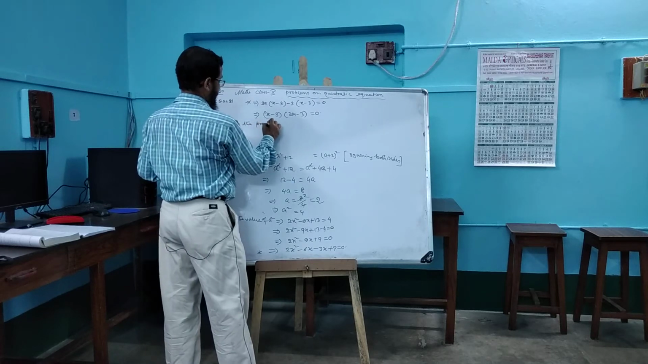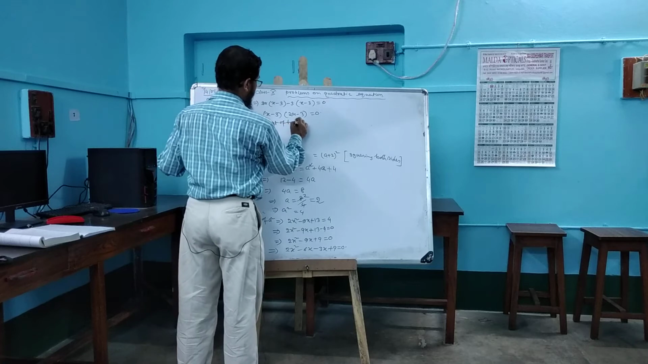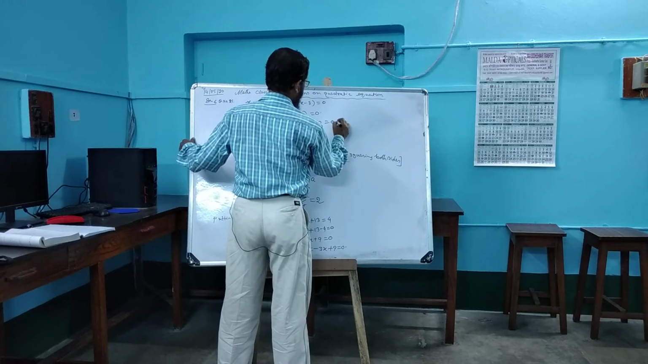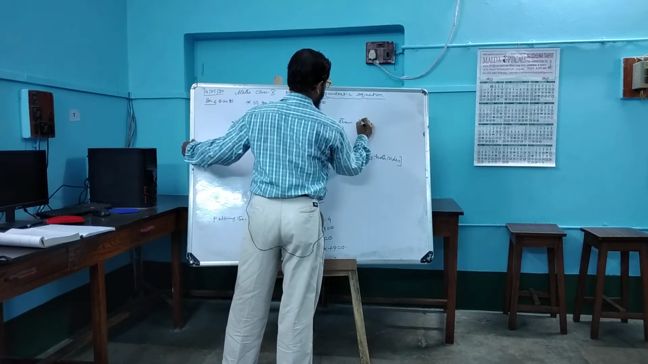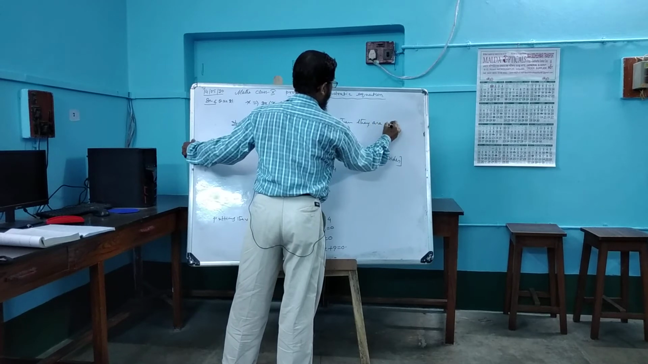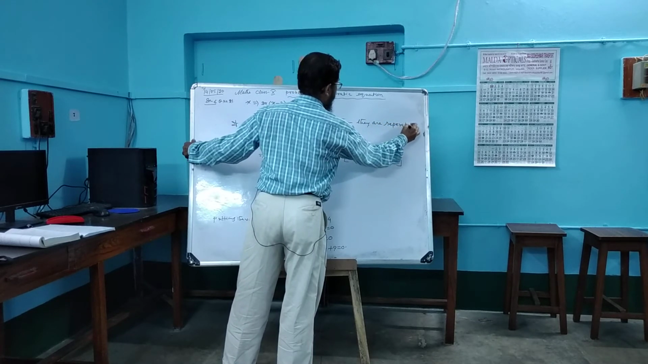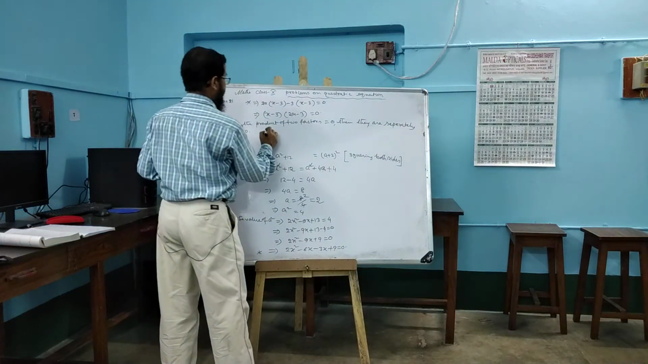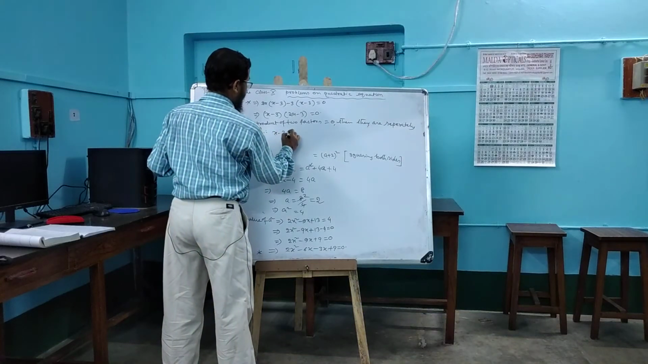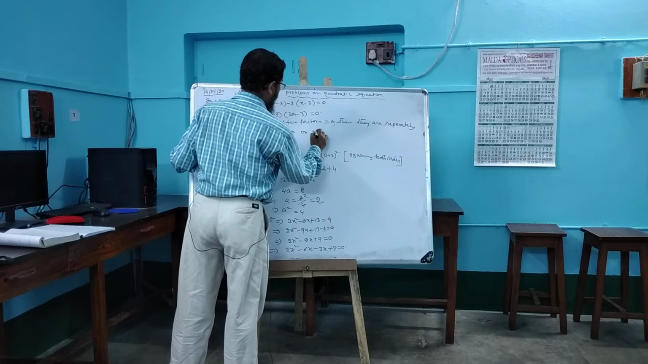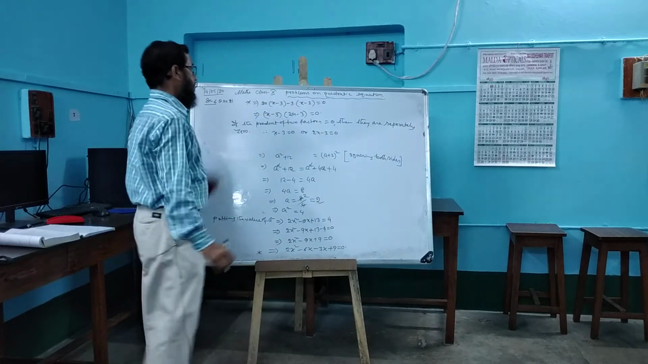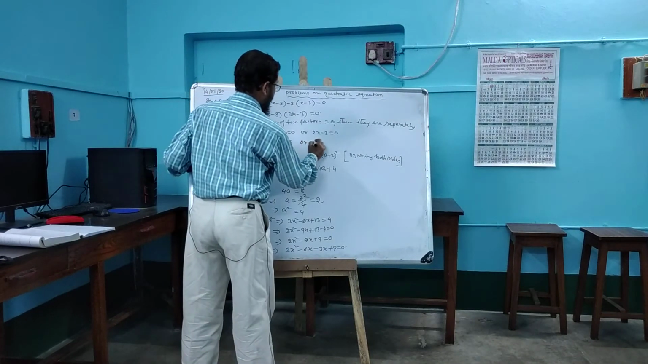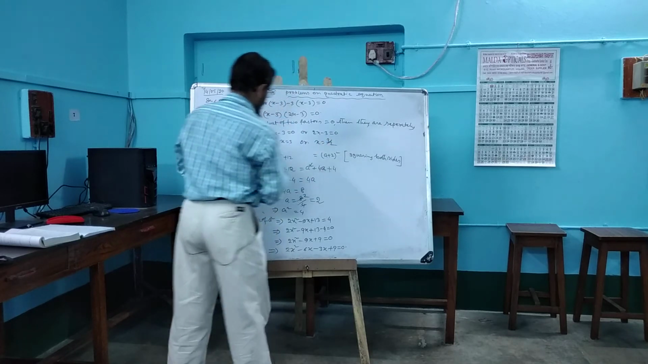If the product of two factors equal to 0, then they are separately 0. Therefore, x minus 3 equal to 0 or 2x minus 3 equal to 0, which implies x equal to 3 or x equal to 3 by 2.